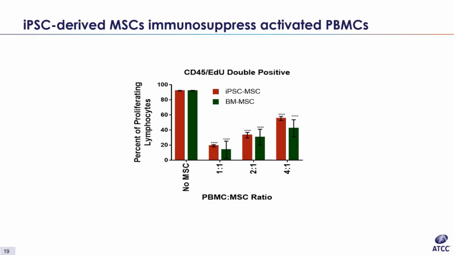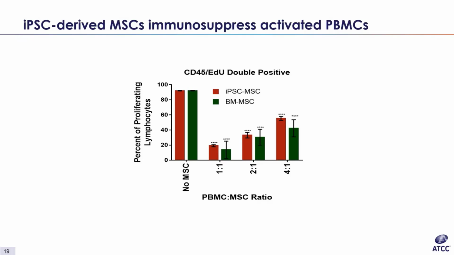MSCs have also been reported to immunosuppress activated peripheral blood mononuclear cells. ATCC has previously shown that with bone marrow-derived MSCs. Here, either iPSC-derived MSCs or primary bone marrow-derived MSCs were co-cultured with peripheral blood mononuclear cells, or PBMCs, at different ratios and evaluated for CD45 PBMC using flow cytometry. Red bars represent iPSC-derived MSCs, and the green bars represent bone marrow-derived MSCs.